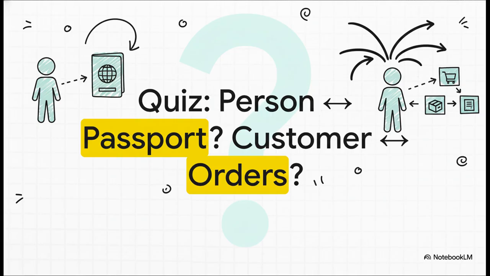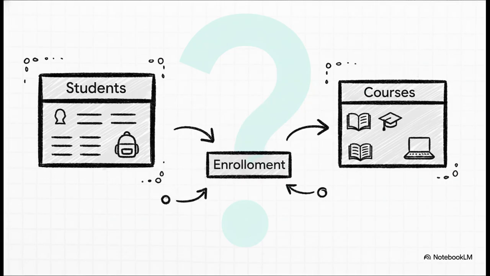You're getting this. And now for the big challenge question. How would you set up the tables for students and the courses they're enrolled in? Remember the trick. One student can take many courses, and one course has many students. So the answer isn't 2 tables, it's 3. You need your students table, your courses table, and that super important enrollment bridge table right in the middle. If you got that, you've really mastered this.